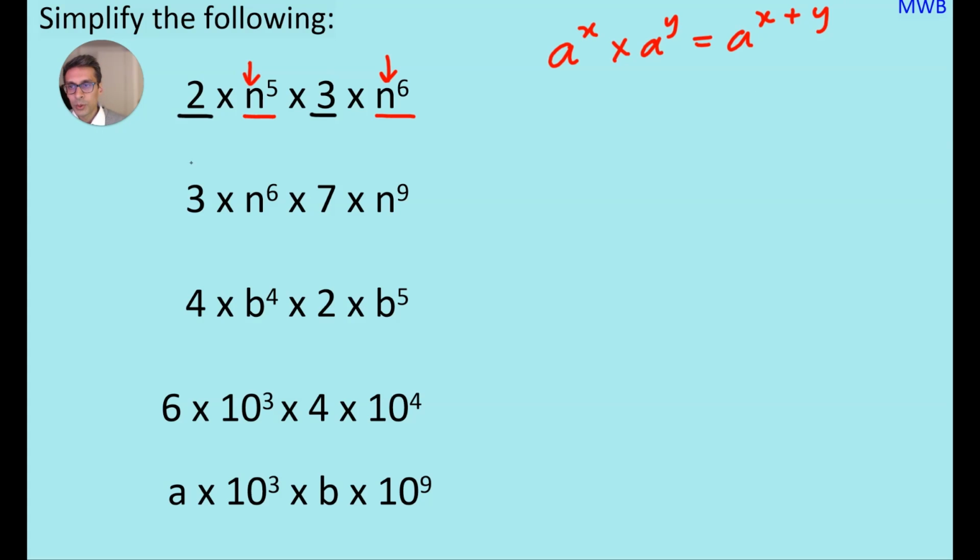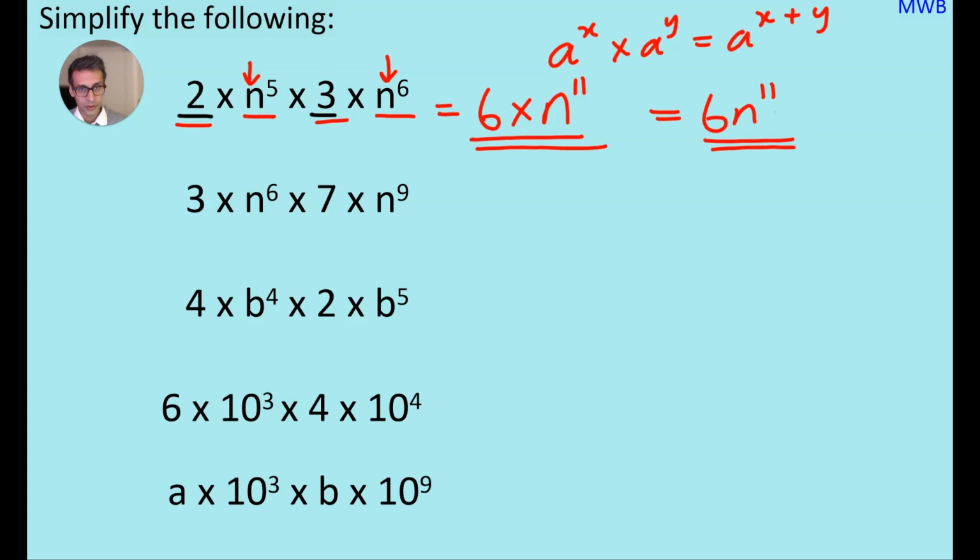So what you want to do is 2 times 3, which is 6, and then multiplied by n to the power 11 using what we've just done. And that is your final answer. Now, sometimes you may have just written this as 6n to the power 11, but we're not going to do that this time around. You'll see why later on in the video. So pause the video and do questions 2, 3, 4 and 5. Simplify them as much as possible.